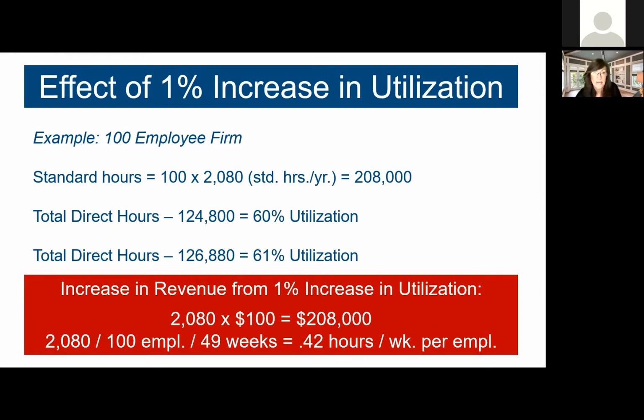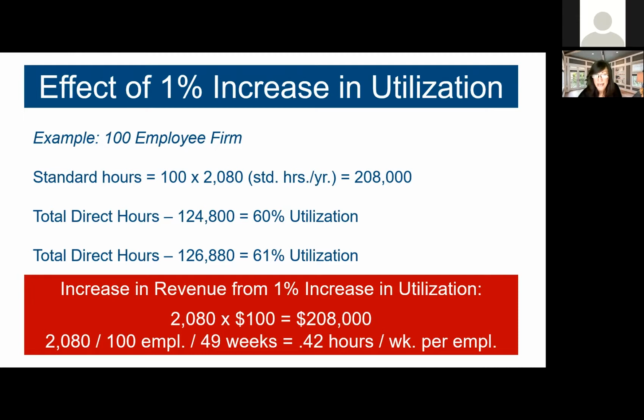Now, if their direct hours were 124,800, that would be a 60% utilization. If they work 126,880, that would be a 61% utilization. So if you take that 1% increase in utilization, those extra 2,080 hours times an average billing rate, then you can start to see the dollar value.